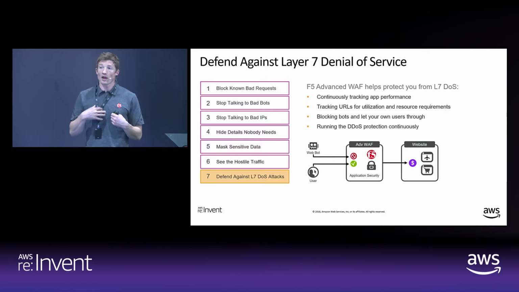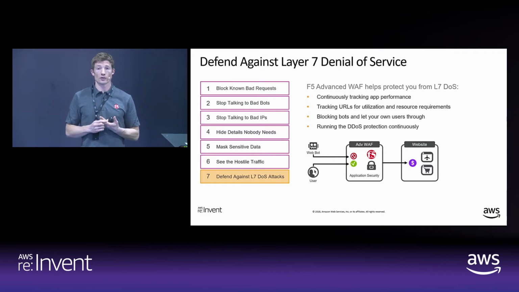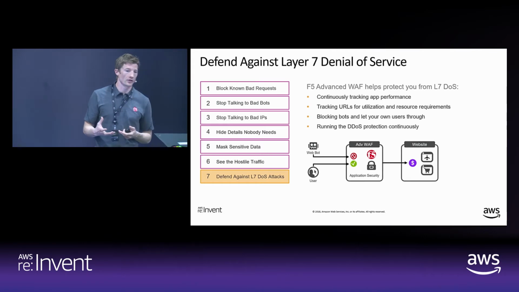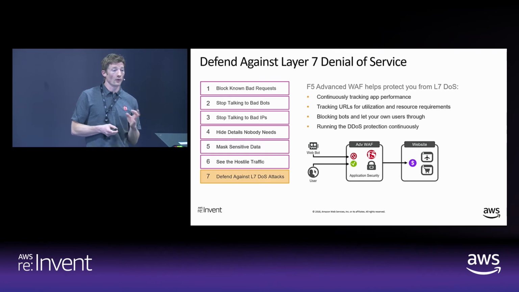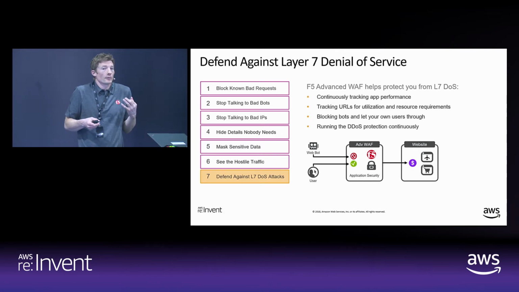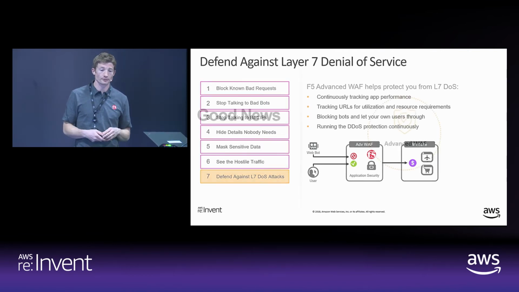So with L7 DoS protection, we can track application performance continuously, and track URLs for utilization and resource requirements. Heavy URL is the term we see all the time. We can block bots and let your own users through. And again, we consider this almost part and parcel of maintaining an online presence: dealing with denial of service these days.